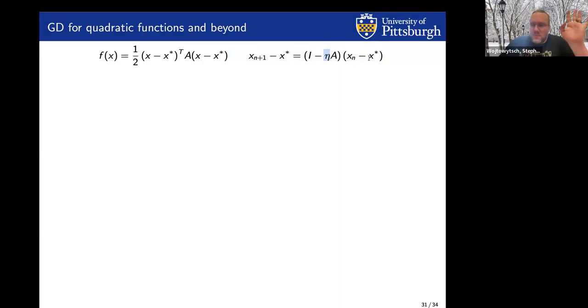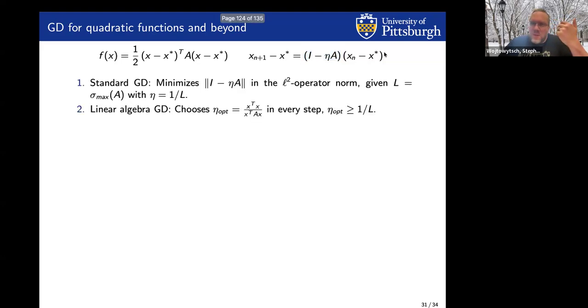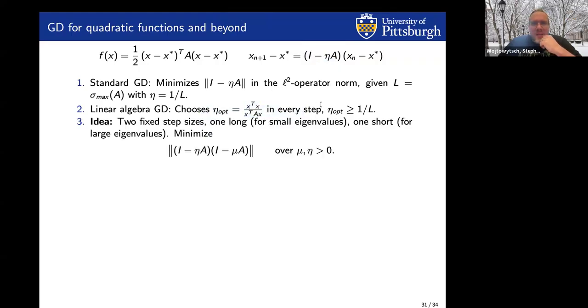Let's say we're not doing linear algebra, we're doing optimization, we are not exploiting all the linear structure in the problem, but we're just choosing this step size in order to get the best contraction here to make the largest eigenvalue smallest. Linear algebra, yeah, does something a bit fancier.